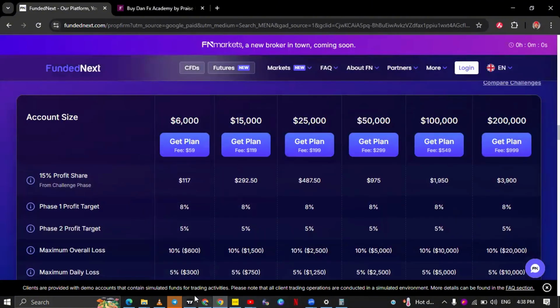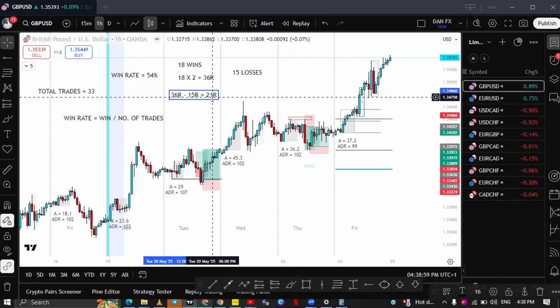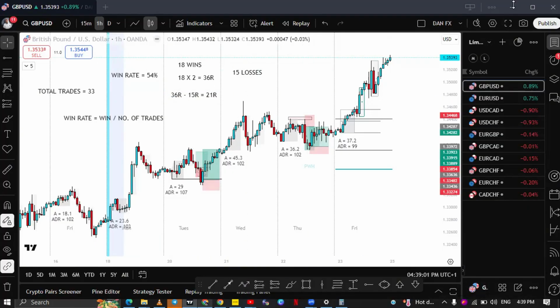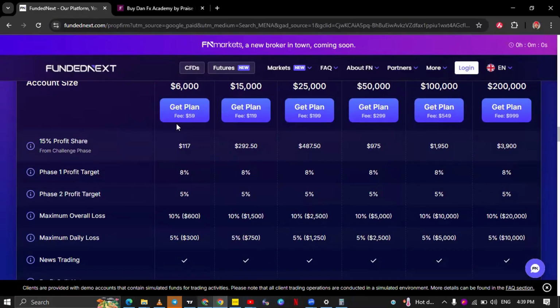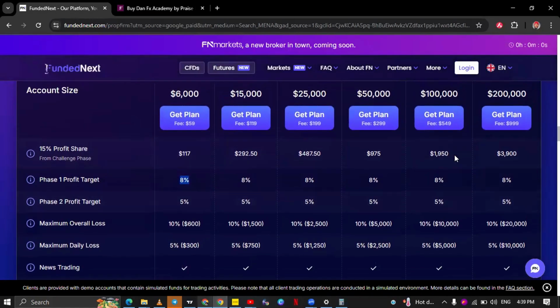You can easily see that if you traded these 10 pairs, you got a 21% profit on your account. So what you need on FundingX is a profit target of 8%, right? Just 8%. So out of that 21%, if you can just make 8% of your account, you would have passed the account, whether it's a 60K account or a 200K account, right?